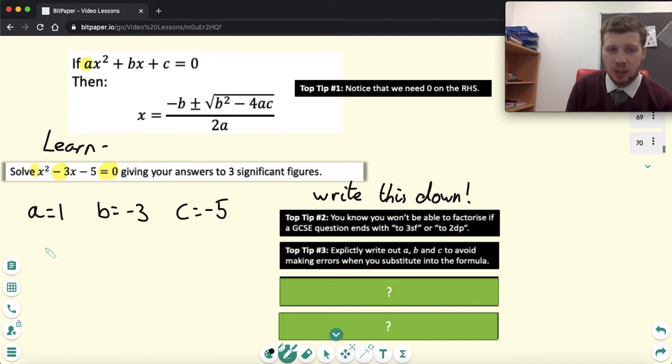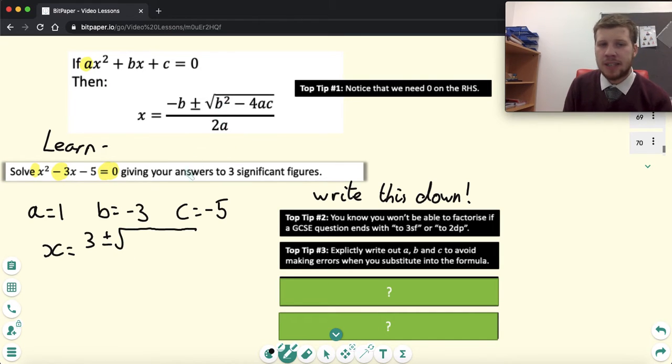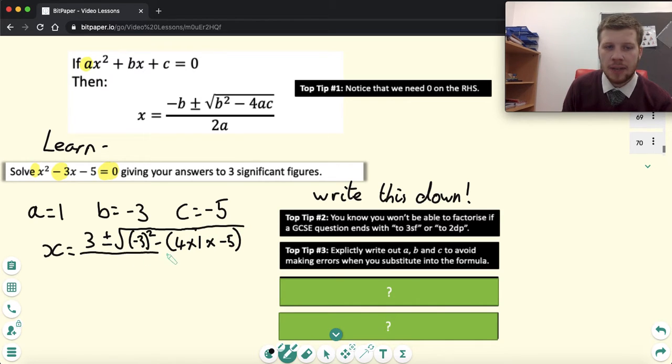So x equals negative b. Well, if b is negative 3, the negative of that is positive 3, plus or minus the square root of b squared, so negative 3 squared, take away, and I would always put this 4ac in brackets, so 4 times 1 times negative 5, and that is all divided by 2a, which is 2 times 1. Make sure you're writing this in.